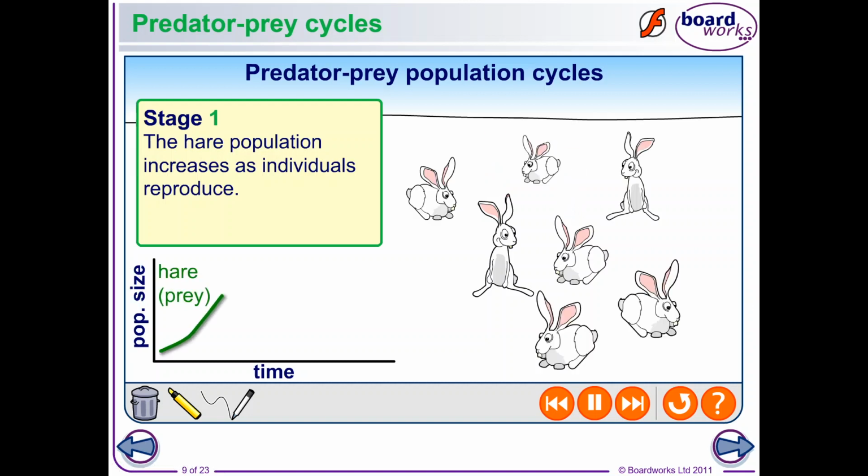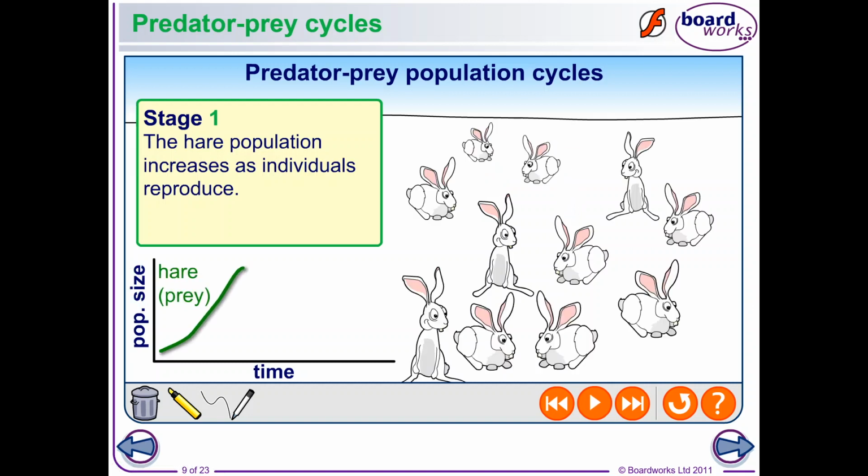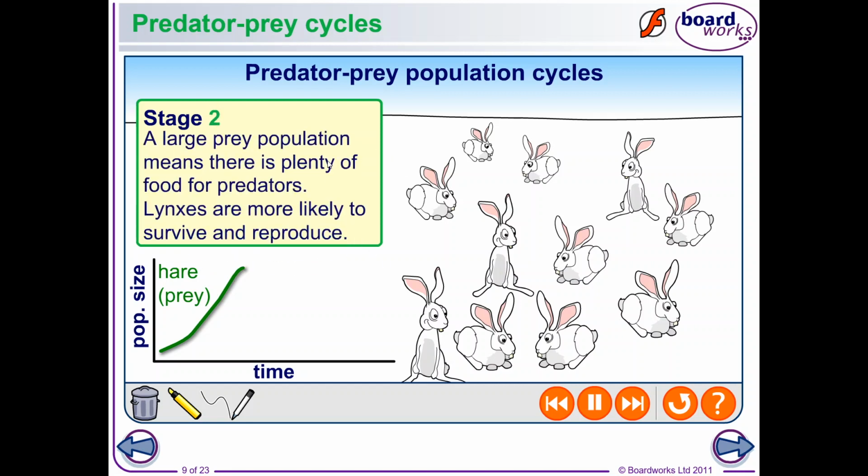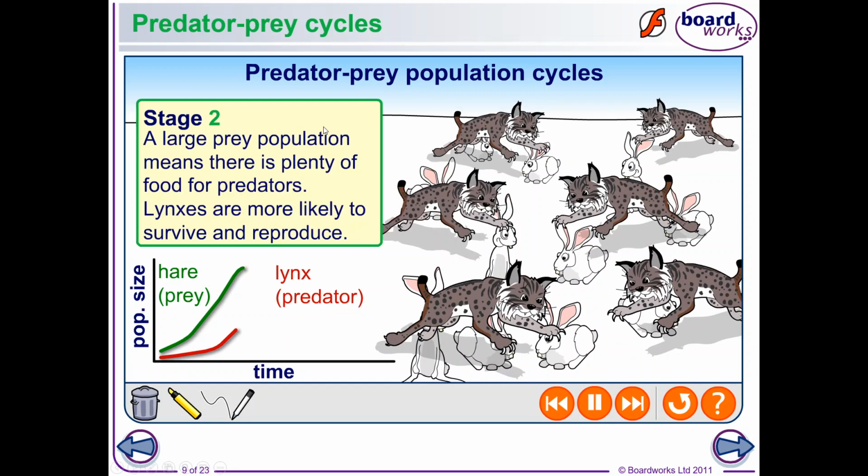If we start, first of all, we've got individual hares, they fall in love, they have some babies, and so the hare population will start to increase. So the prey population is going up. What that means is there's lots of food for our lynx, our predators. So the lynx are more likely to survive, they can get their food, and they're more likely to reproduce as well. So the lynx population will start to increase too.